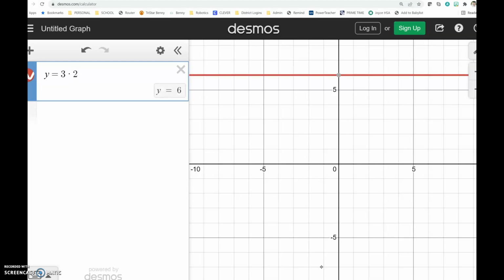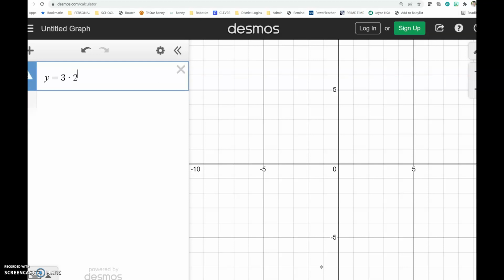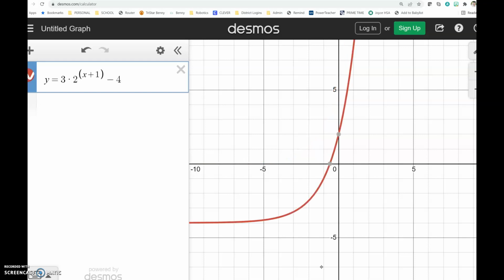2 raised. I want to do x plus 1, but when I type in x plus 1, do you see how it doesn't put the plus 1 in the exponent? So to get around that, we're going to put our exponent in parentheses, and I'm going to do x plus 1 in parentheses. That keeps that plus 1 up in the exponent where it's supposed to be, and then type in minus 4. So here's the graph, and you notice in this picture that asymptote, that line that the graph is approaching, is y equals -4.